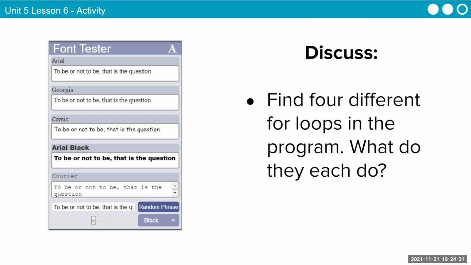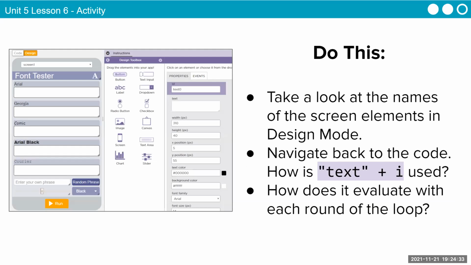Okay. All right, let's take a look at the names of the screen elements in design mode, okay? Navigate back to the code. How is text plus I used? How does it evaluate each round of the loop?